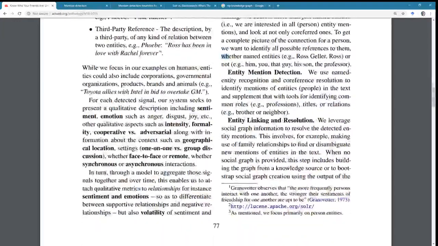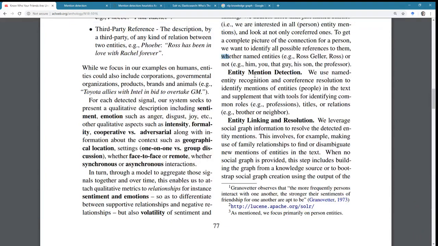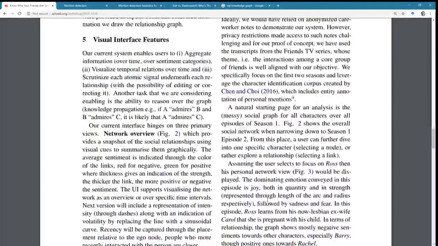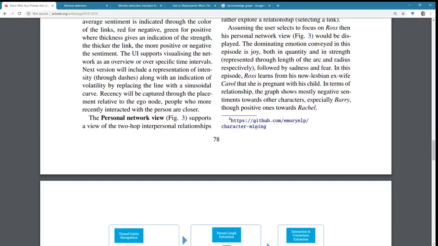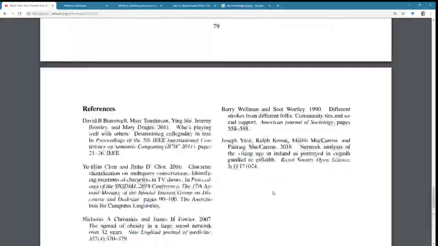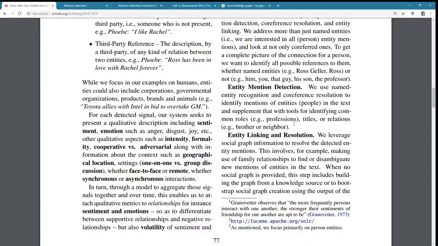Okay. Entity mention detection. We use named entity recognition and co-reference resolution to identify mentions of entities, people, in the text and supplement that with tools for identifying common roles, professions, titles, or relations, e.g. brother or neighbor. Are you going to talk about what those tools are? Are you going to mention that? Okay. Oh, I don't think this is their repo. Do they have a link to their repo? All right, we'll find out. They use tools, question mark, question mark, question mark, to be resumed later, hopefully.